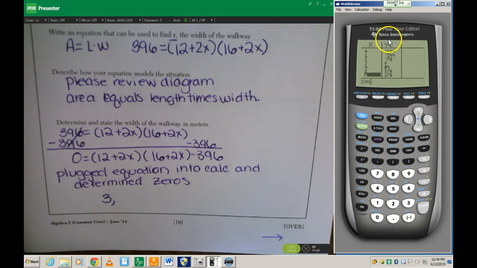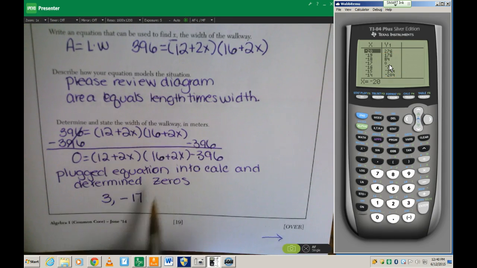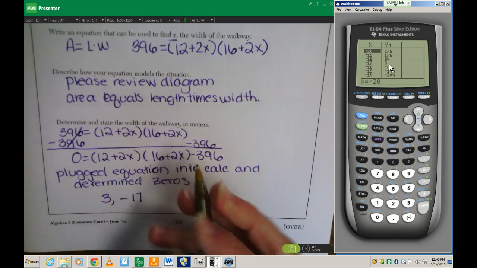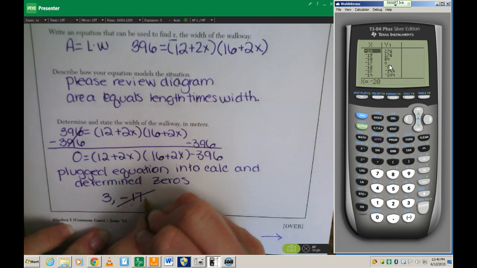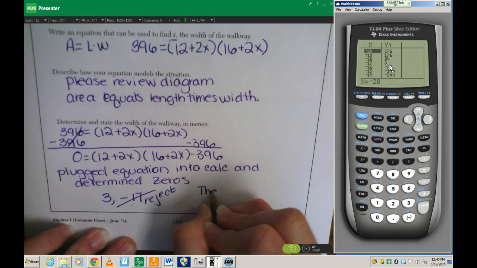So we're going to go this way. Because here it's negative, and then 0, and up, we know that there's got to be another one. So I'm going to keep going until I see another 0. Ooh, right here, negative 17. Now here's the catch. Because it wants the width, we can't have negative 17, so we need to cross this out and hit reject.